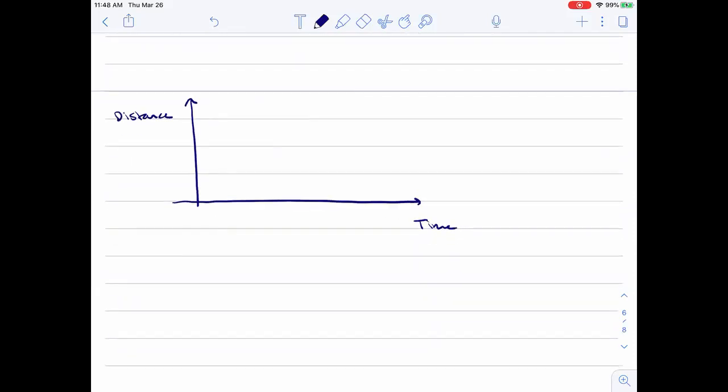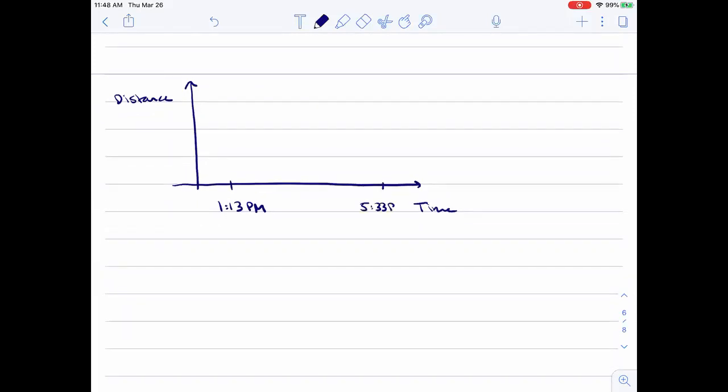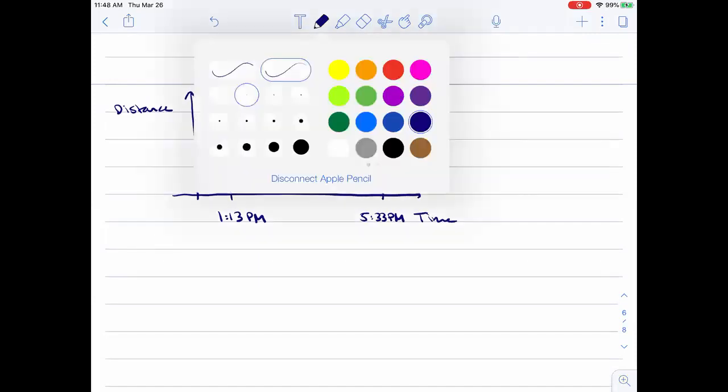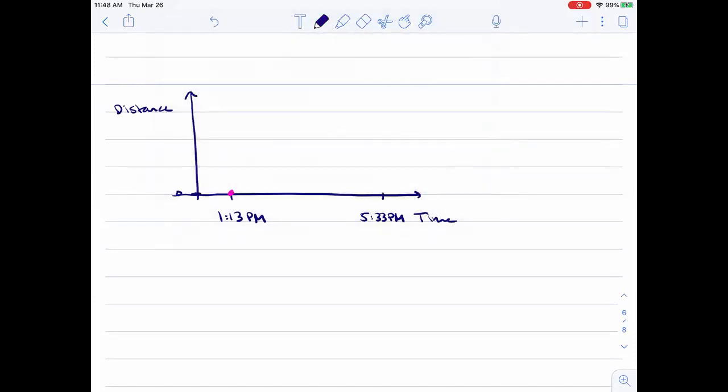And so if we graph this thing, we can put the distance on the y-axis and time on the x-axis. It might look a little bit weird, but if I leave at 1:13 p.m. and I'm arriving at 5:33 p.m., I'm more of a 24-hour clock myself, but whatever. When I leave, I've gone a distance of 0, but when I arrive, I'll have gone a distance of 392. So our distance traveled would end up here, somewhere in between here.